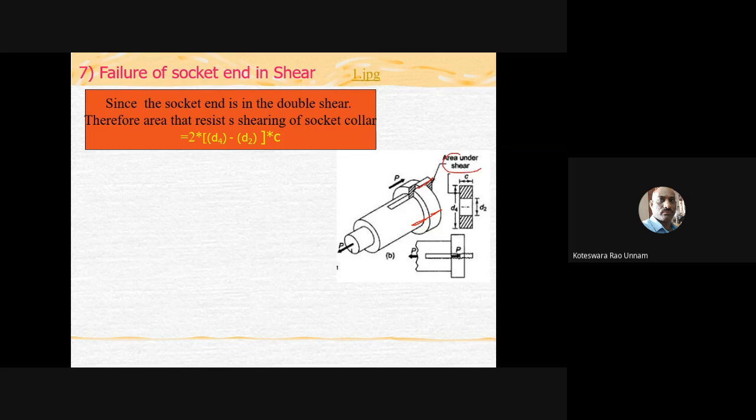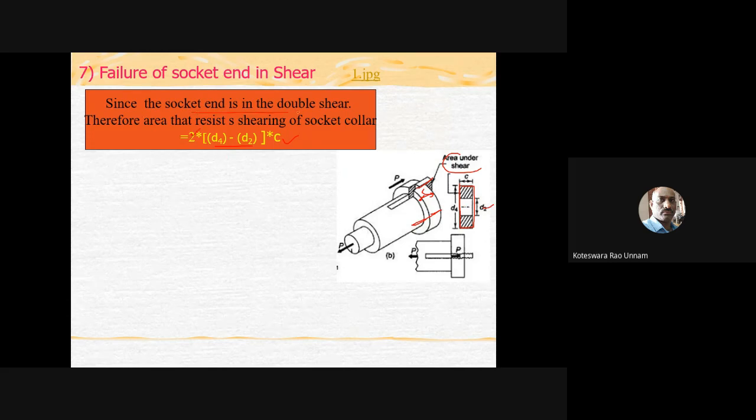You can also observe here that the shear is a double shear, and you have to consider what is the area of that shear. If I take this section here, this is going to be the section of that portion. Here the inside diameter is D2, the outside diameter is D4. Then this dimension, the collar width, we are taking as C. Therefore the area is going to be D4 minus D2 into C. That is the area of the collar. Since it is in double shear, you have to multiply this by 2.